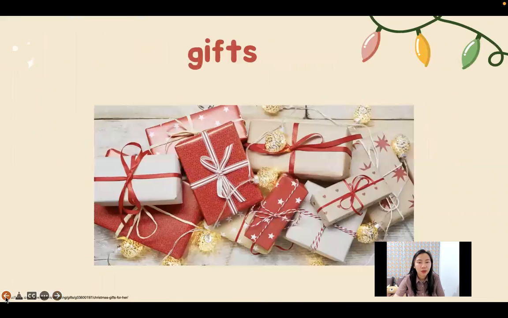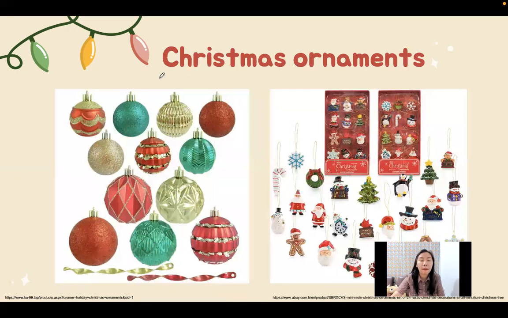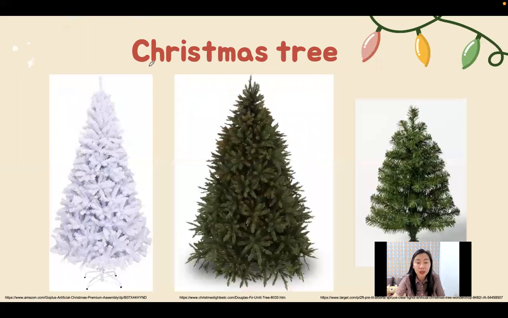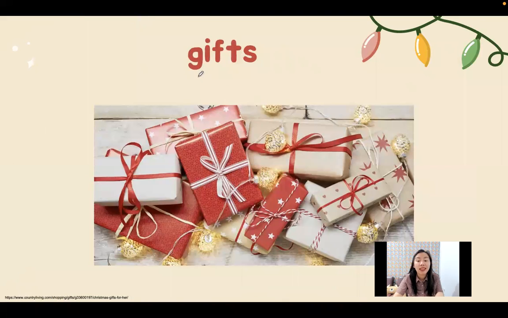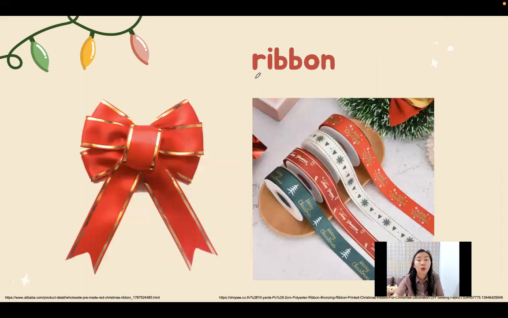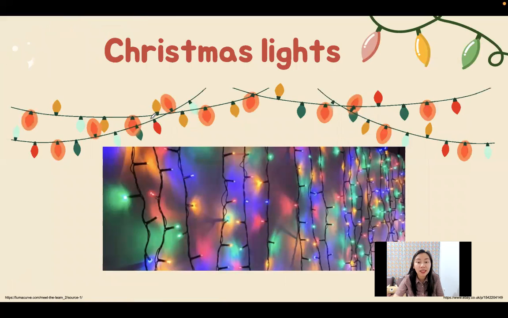Now let's say the words again, everybody. Christmas ornaments. Good. Next. Christmas tree. One more time. Christmas tree. Star. Again. Star. Gifts. Next, ribbon. Okay, next, Christmas lights. One more time, Christmas lights. Very good. All right.